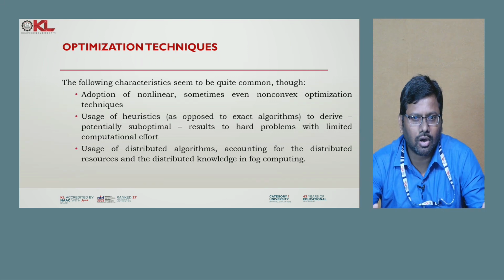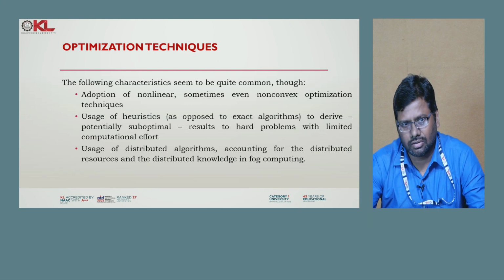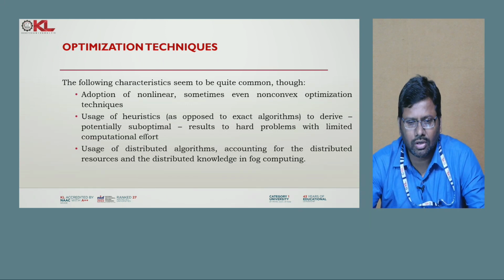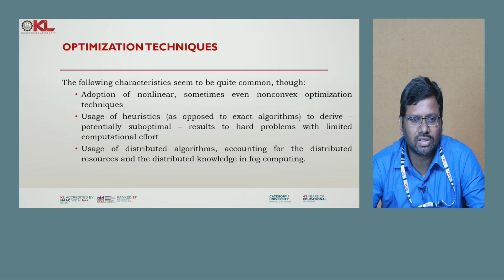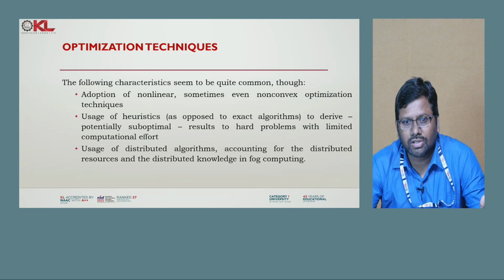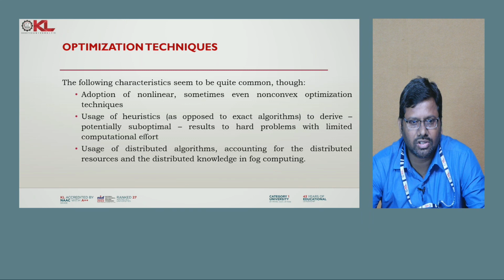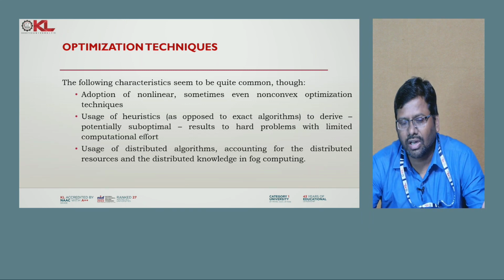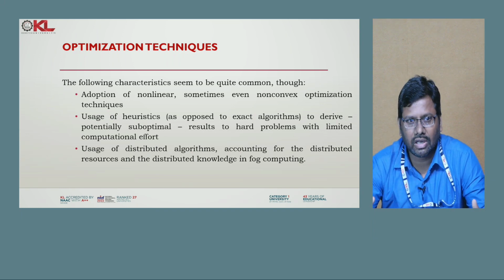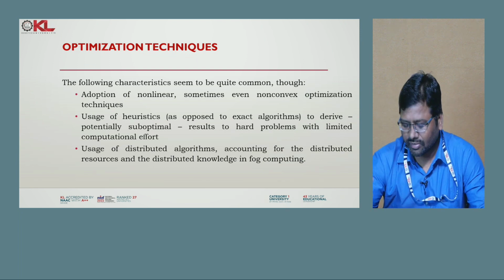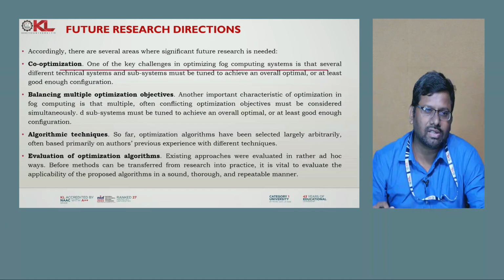The following characteristics we can observe with respect to optimization. What are they? Adoption of non-linear, non-convex optimization techniques. Non-linear means that even if we are not getting the inputs and outputs correct, we could consider them. Next, usage of heuristics to drive potentially suboptimal solutions; not only optimal, suboptimal things also we should consider. Usage of distributed algorithms, as we have said, to develop a design time and deployment time. So we have to rigorously work on optimized algorithms for that, and that could give us better results.